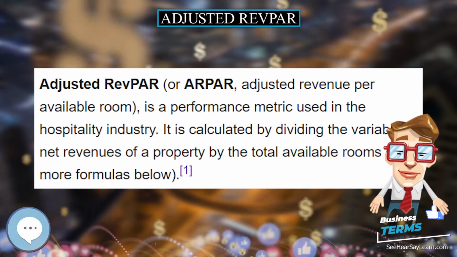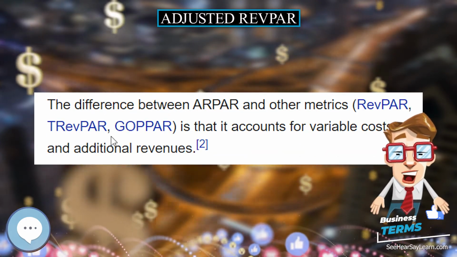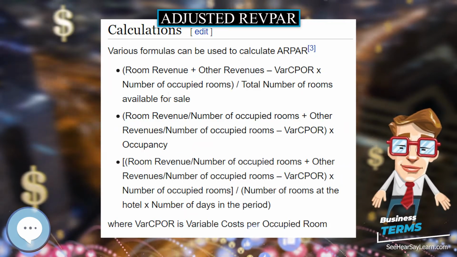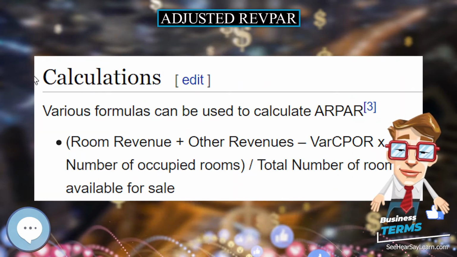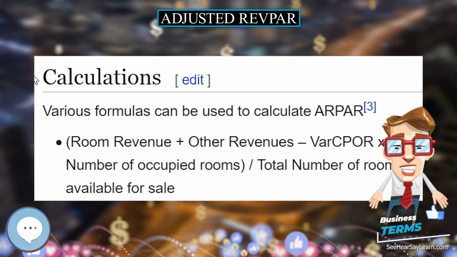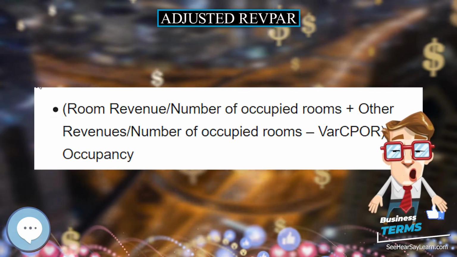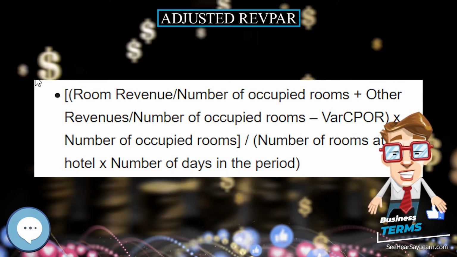Adjusted RevPAR, or RPAR, Adjusted Revenue Per Available Room, is a performance metric used in the hospitality industry. It is calculated by dividing the variable net revenues of a property by the total available rooms. See more formulas below.